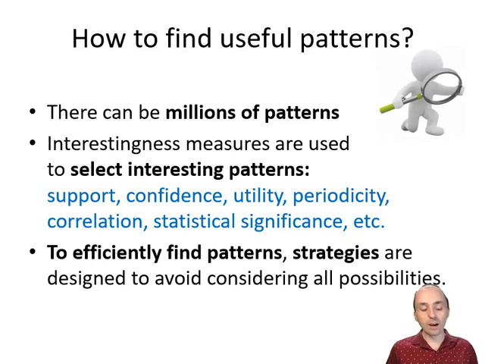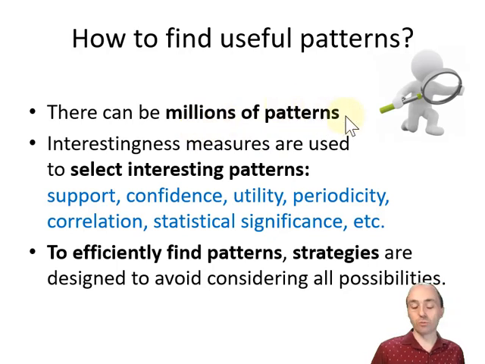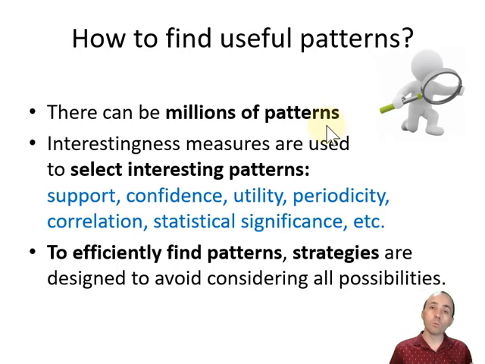Okay, so if we have a lot of data, as I said, we want to find some patterns in the data to understand the data. So how can we find something useful in the data? There can be millions of patterns. For example, about shopping, as I talked about before, we can buy apple with eggs, apple with bread, apple with eggs and bread, and so on. Many, many possibilities. So how do we find the interesting patterns in the data?